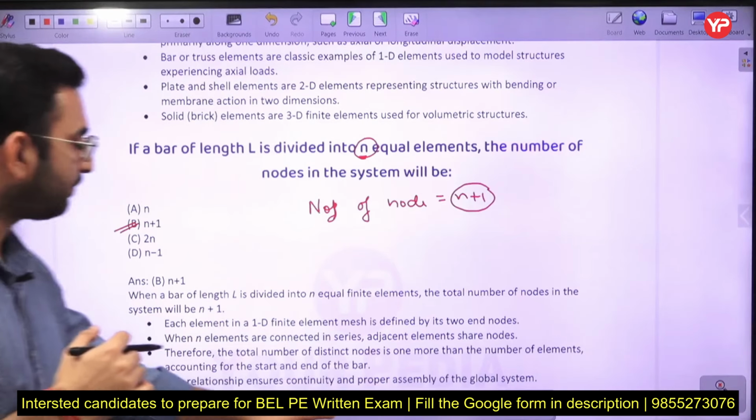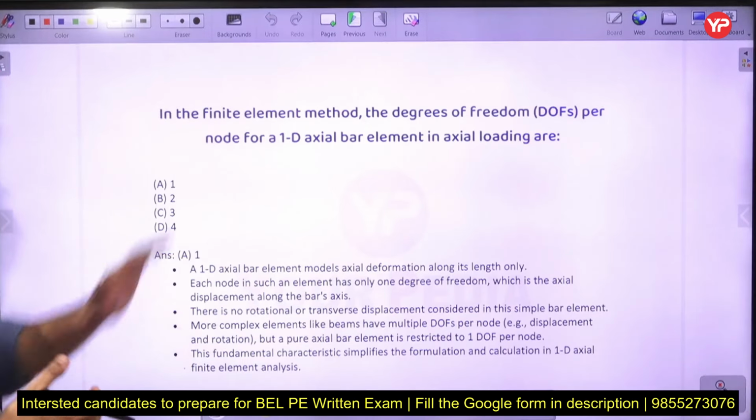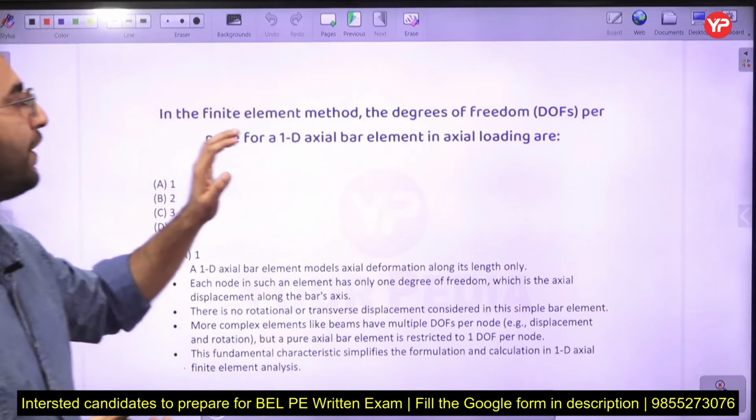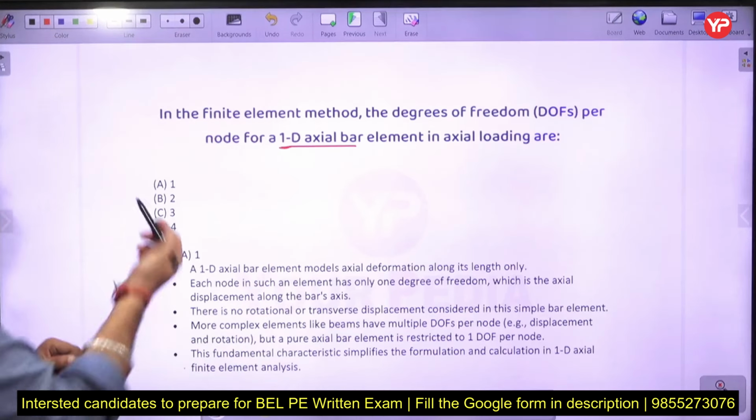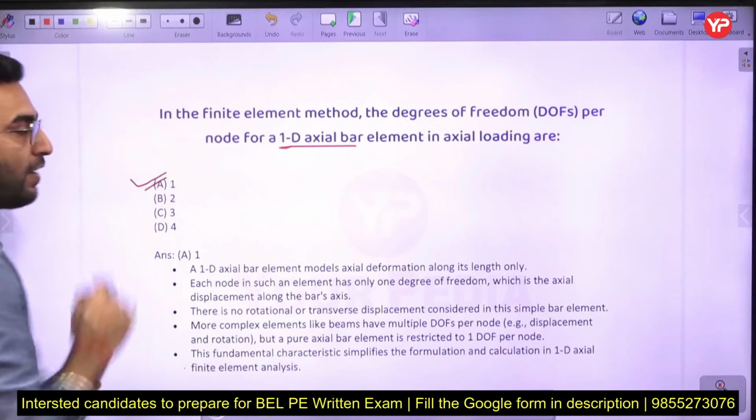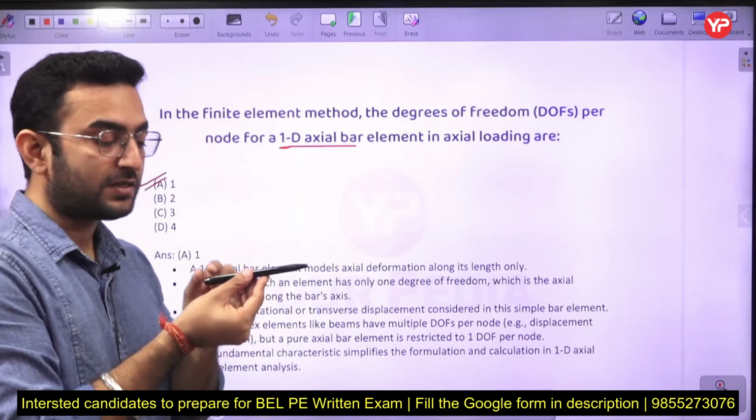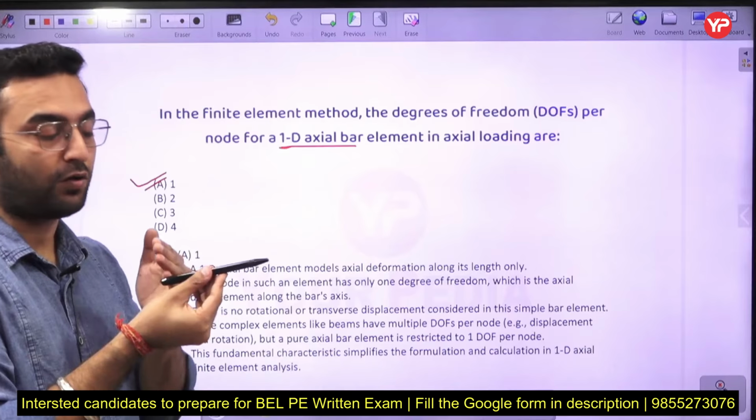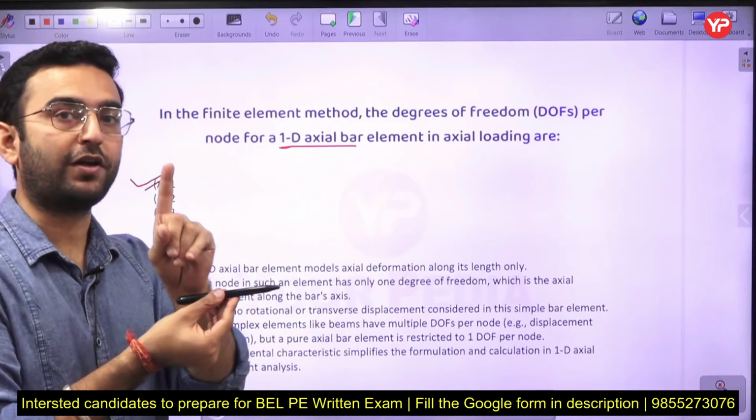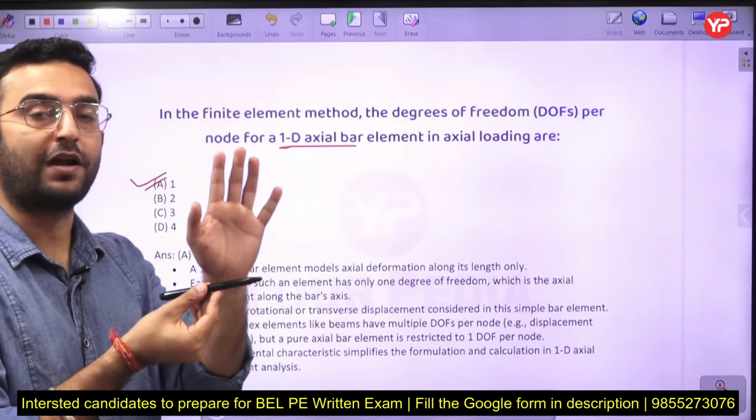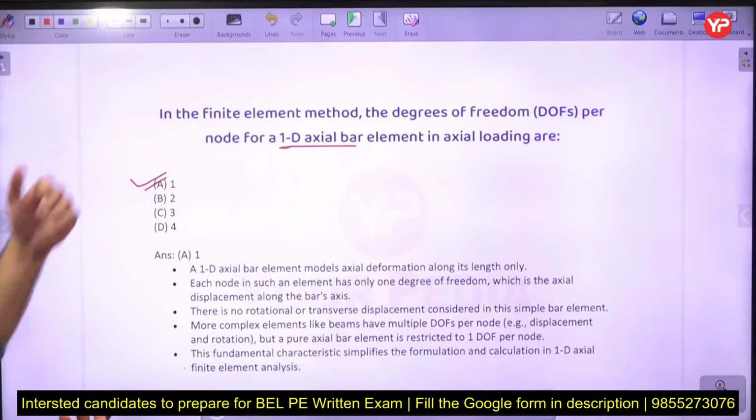Now the next thing is, in the finite element method, the degrees of freedom per node for a 1D axial bar element under axial loading are, that is again 1 here. Why 1? Because the nodes are going to experience the deformation or the displacement along one direction only. That is why we are having only 1 degree of freedom. 5 degrees of freedom means 5 different motions have been constrained here. In this case only 1 degree of freedom will be there.